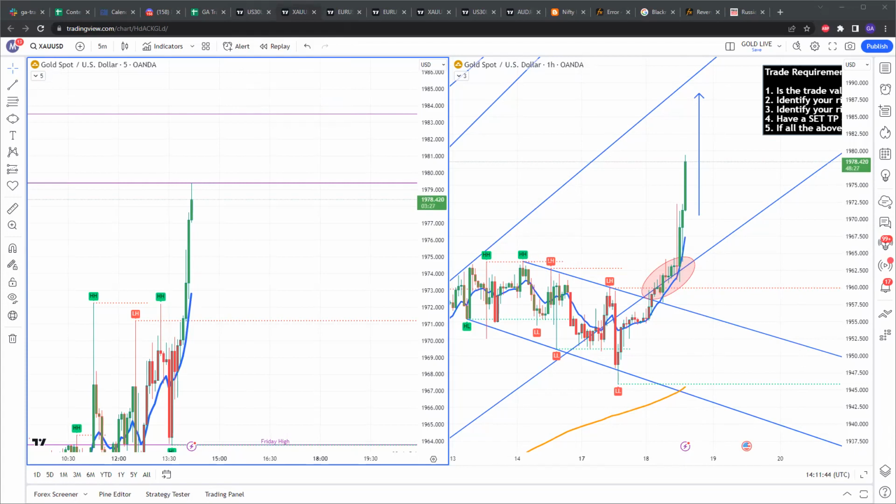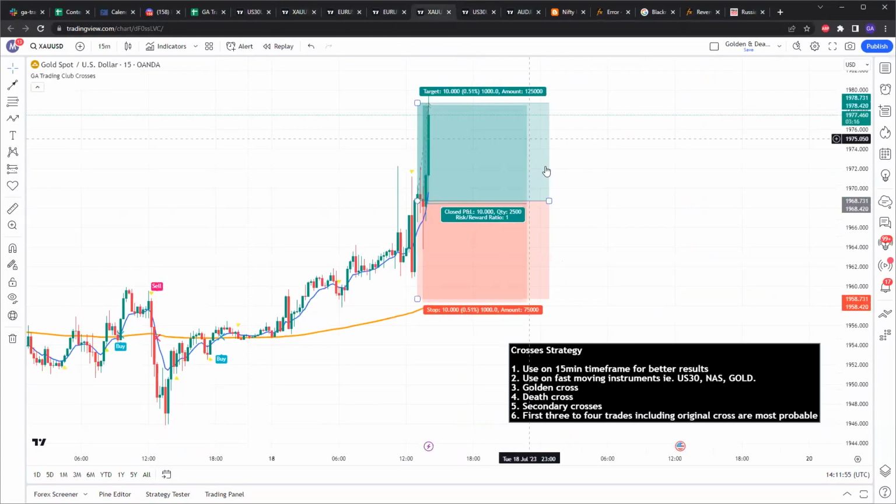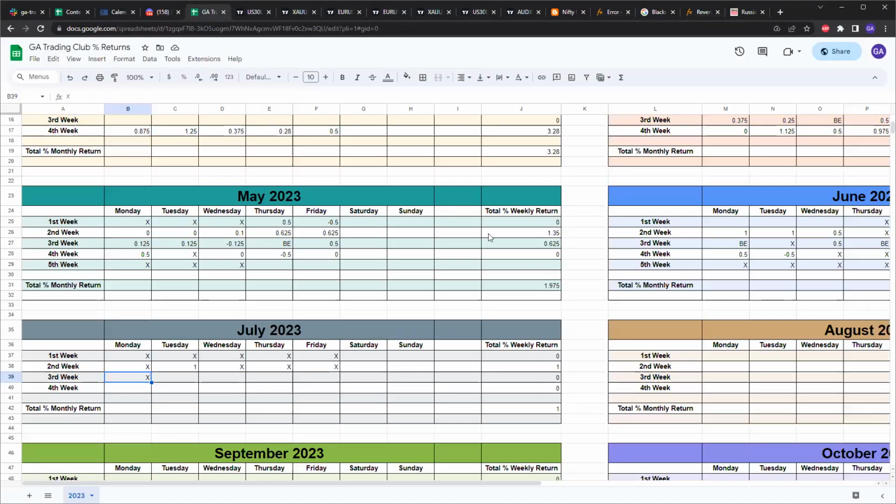Oh, unfortunately, I'm down 1% because the US 30 trade that I had taken, I took it with 2%. But it is what it is, right? It's part of the journey. Yeah, so full TP on gold right there for a gain of 1%. So this month, right, we're up 2%. Compare this with the month of May when we were trading just 0.5 risk, right?